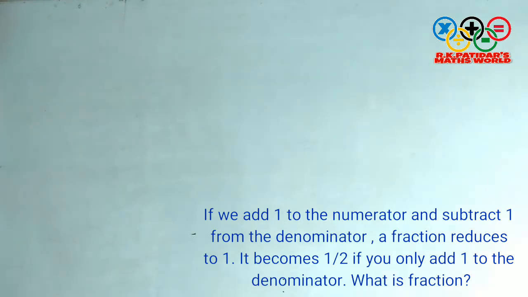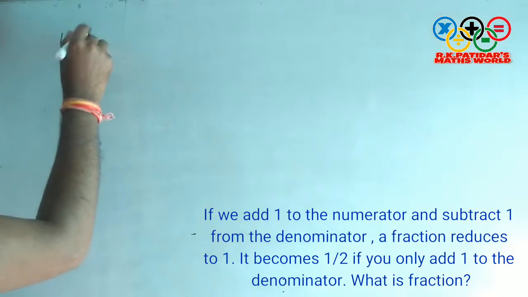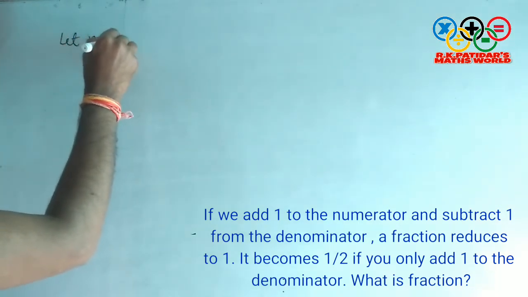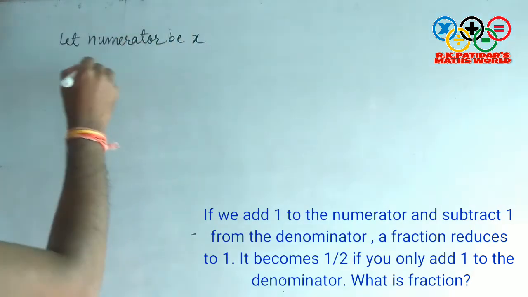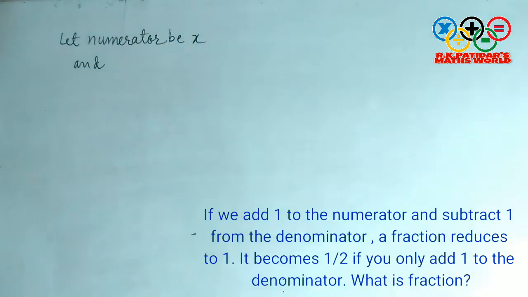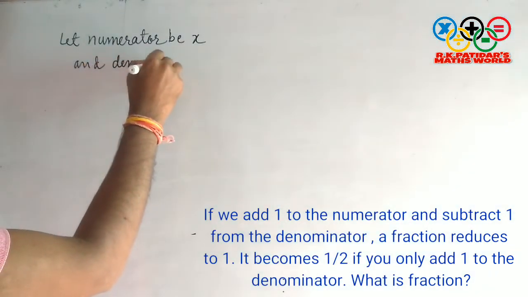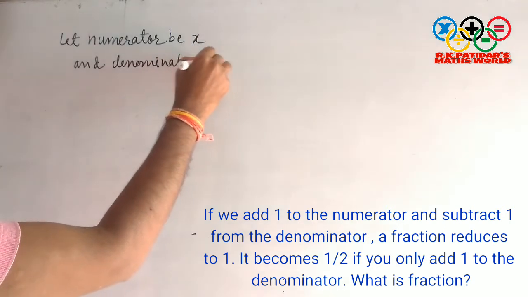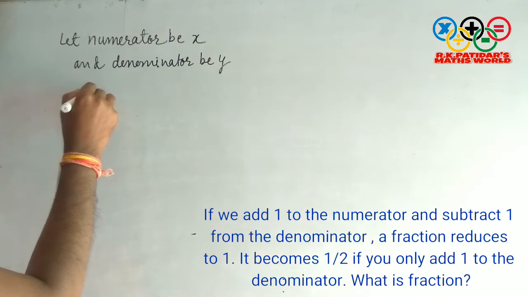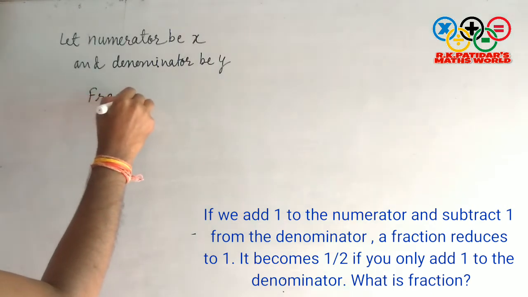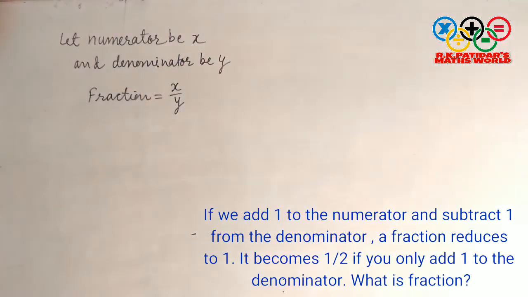Here we assume that the numerator is x and the denominator is y. If the numerator is x and the denominator is y, then the fraction will be numerator upon denominator, that is x upon y.